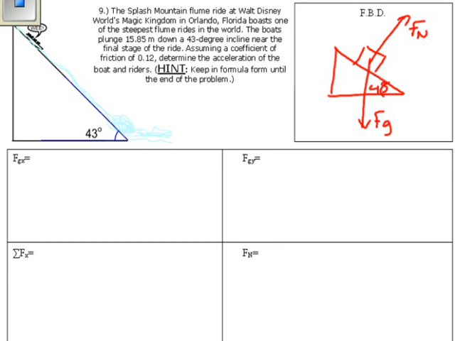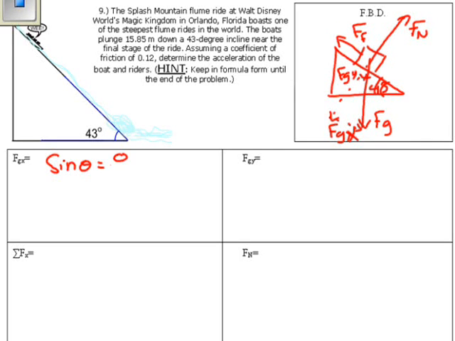The normal force lays perpendicular to the surface that the object is resting on. The force of friction always opposes the direction of motion. Then I'm going to break my force of gravity vector up into its components, Fgy and Fgx. From here, I'll be able to solve for all of my forces.